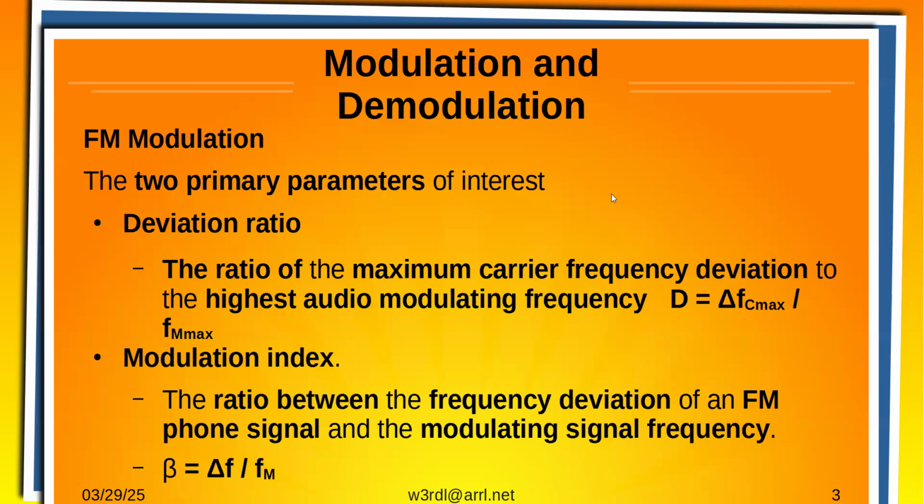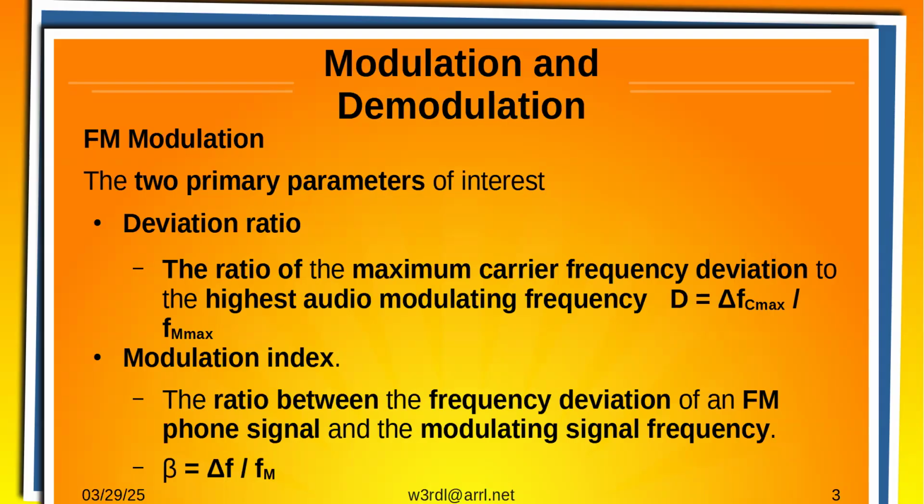So in FM, the two primary parameters are deviation ratio and modulation index. The deviation ratio is the ratio of the maximum carrier frequency deviation to the highest audio modulating frequency. So that formula, which got wrapped, is the deviation ratio is the delta, or the deviation, divided by the maximum modulating frequency.